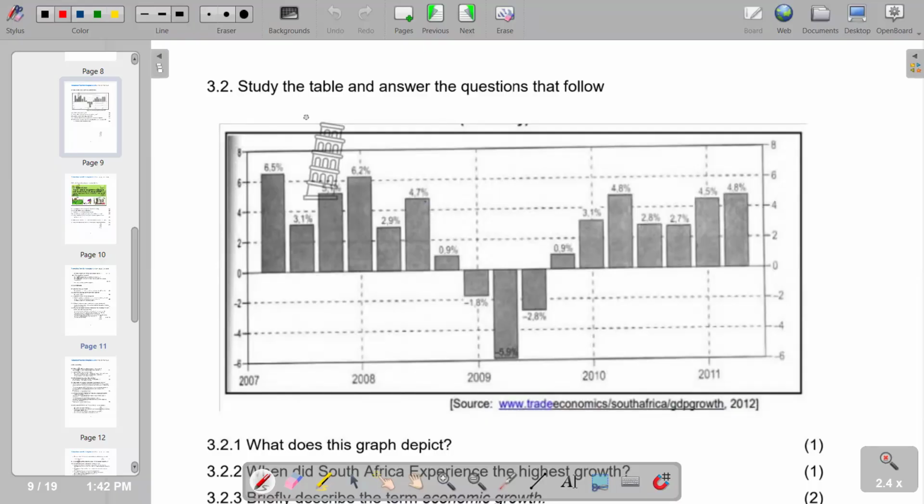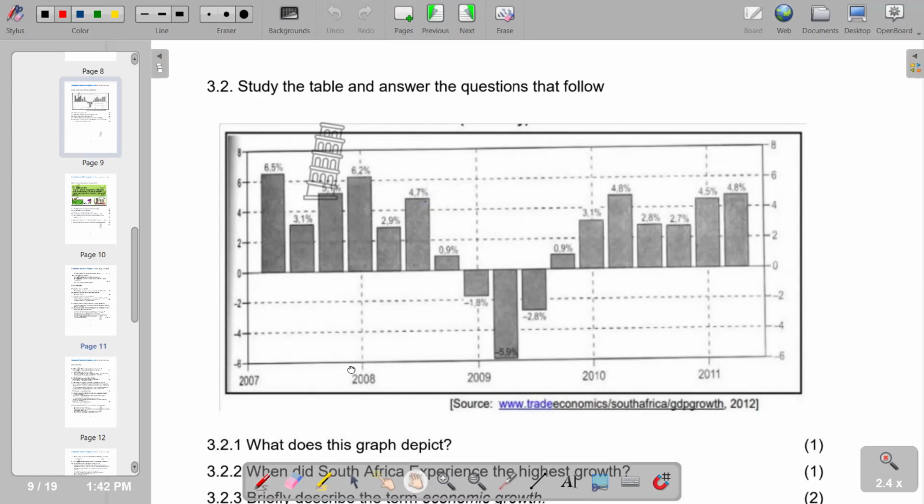In terms of question 3.2, it is study the table and answer the questions that follow. So you are given the table that we have there. We have some bar graphs inside. So what does this graph depict? We check that it depicts the percentage increase of economic growth. It represents a percentage increase of economic growth.